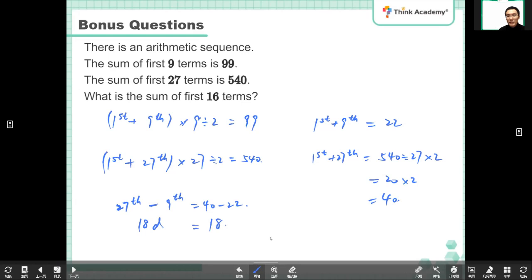So 18 common differences equals 18. One common difference is 1. So we know that they're all consecutive numbers. So consecutive numbers, the sum of the first 9 terms is 99. We can try to find the sum. We can try first. We need to find the first term.